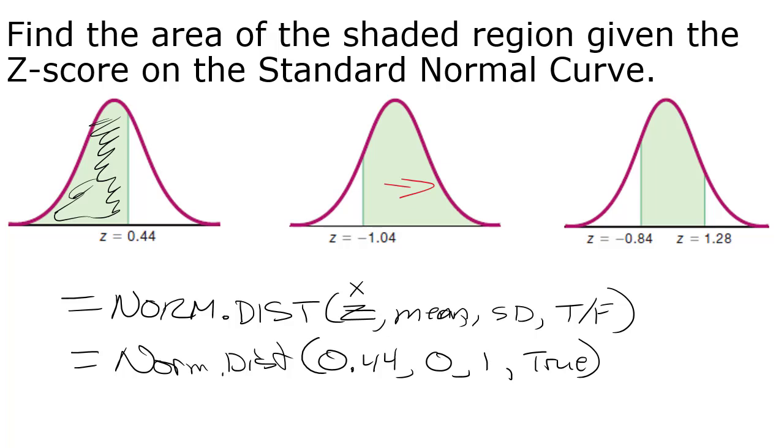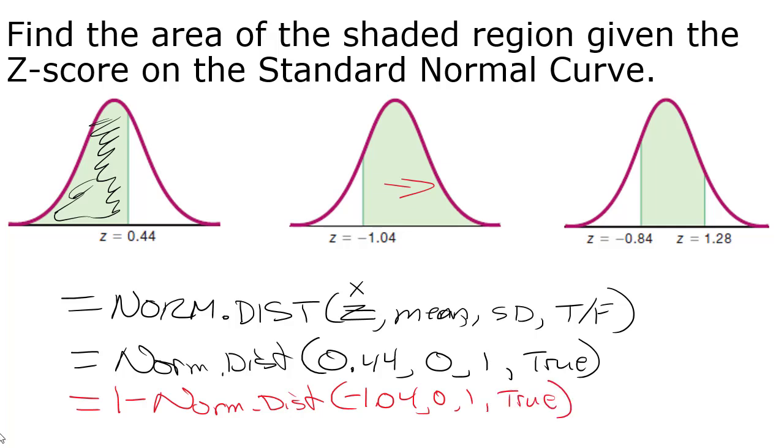But you could do it all at once by just saying equals 1 minus the NORM.DIST of negative 1.04, comma 0, comma 1, comma true. And it does the math for you. It already takes 1 and subtracts the normal distribution from it. Very simple, very easy.